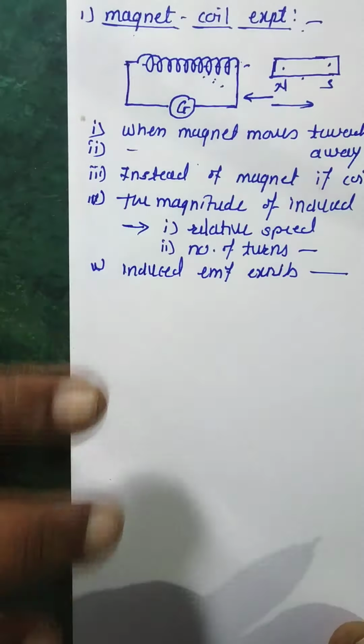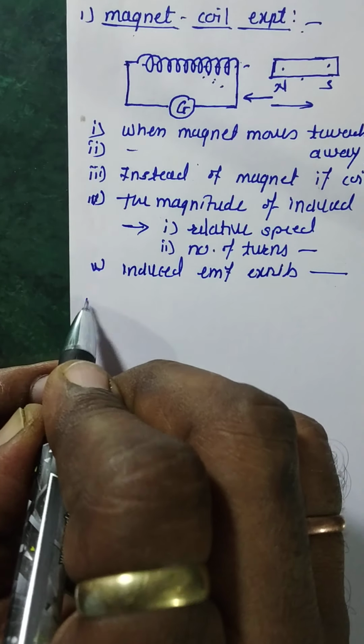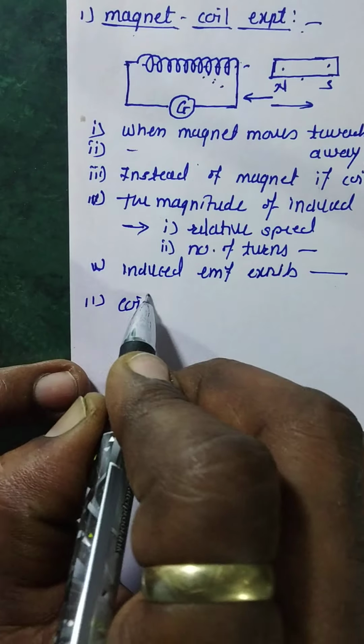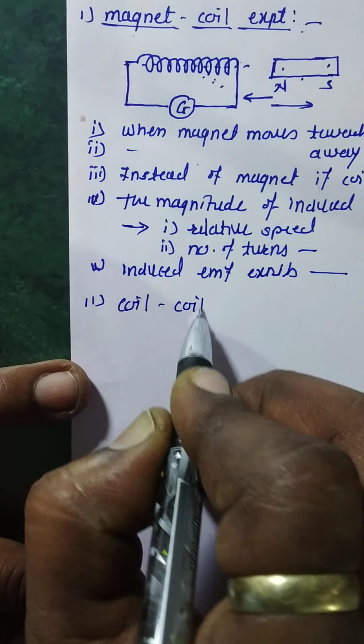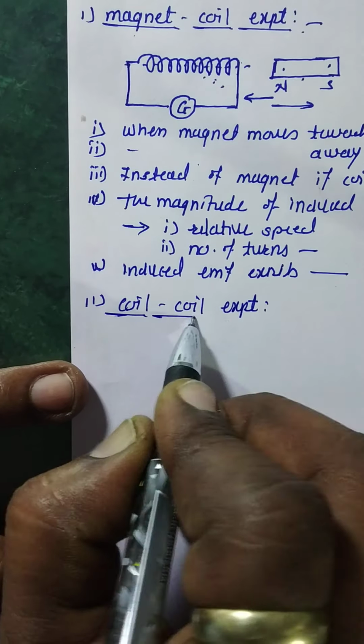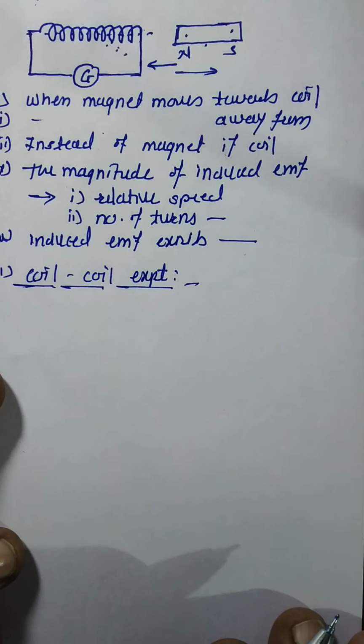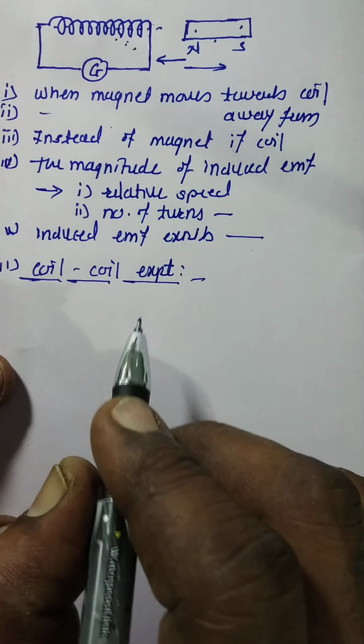सेकंड एक्सपेरिमेंट, that is coil experiment. Coil experiment. पहिला आपण पाहिला मॅग्नेट कॉइल एक्सपेरिमेंट. आता आपण पाहतोय कॉइल एक्सपेरिमेंट.